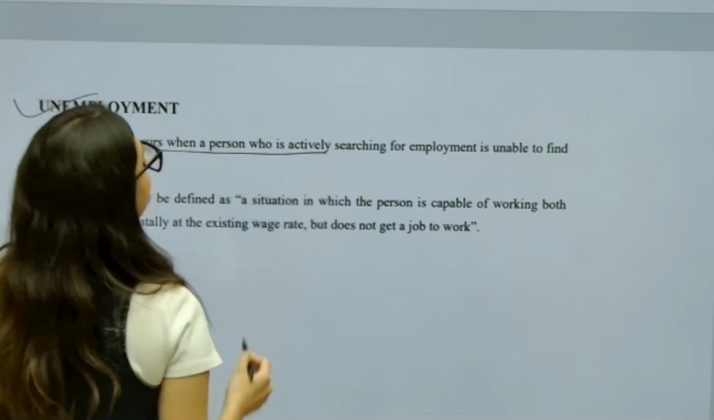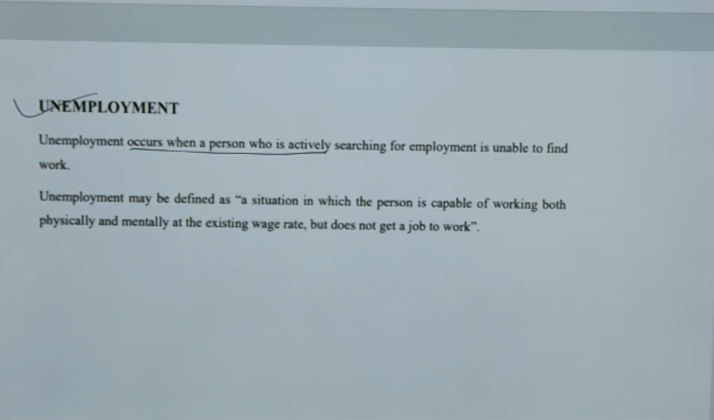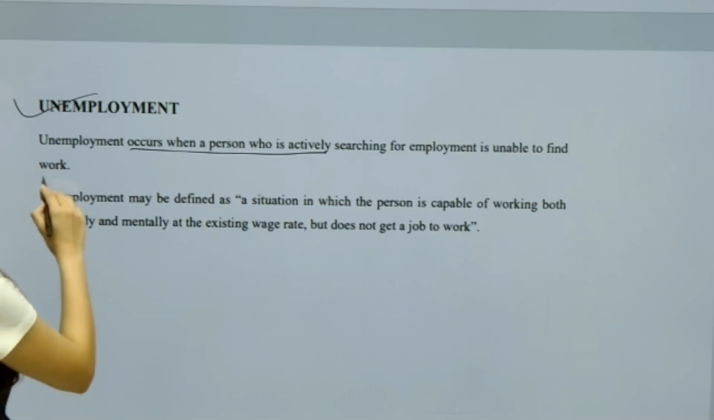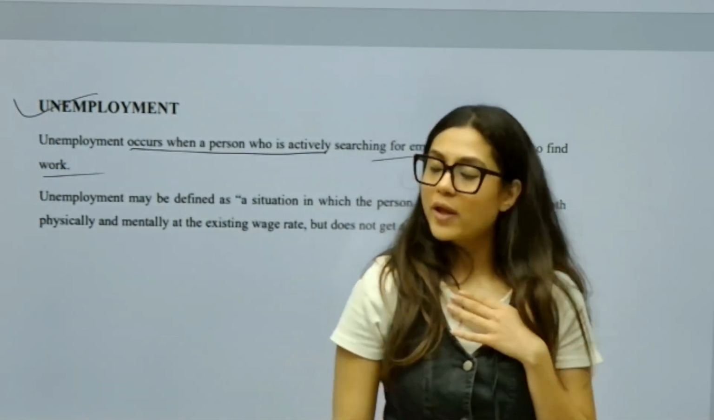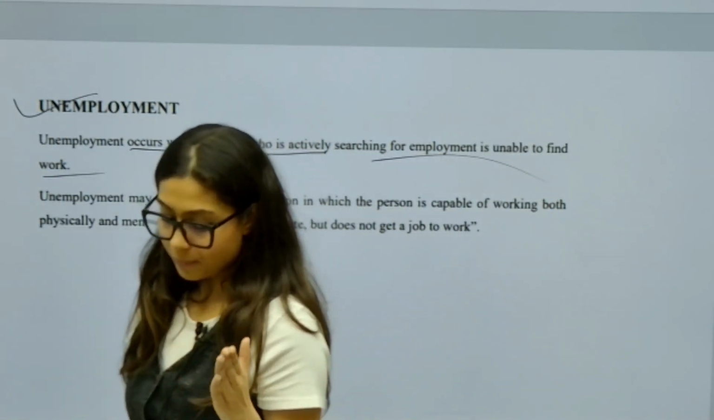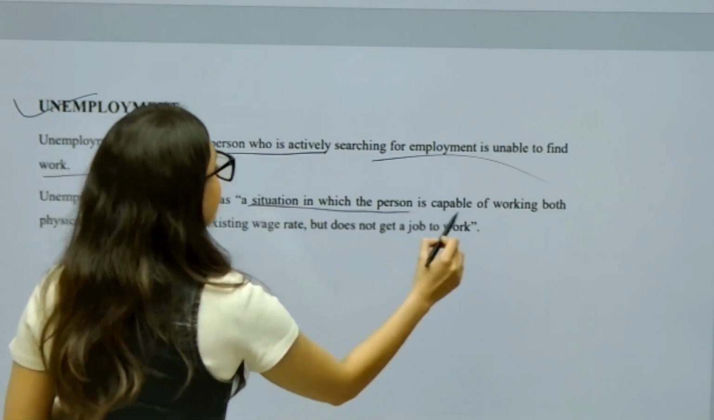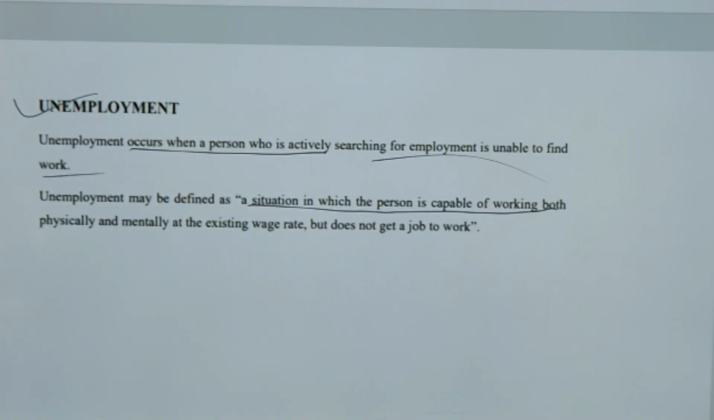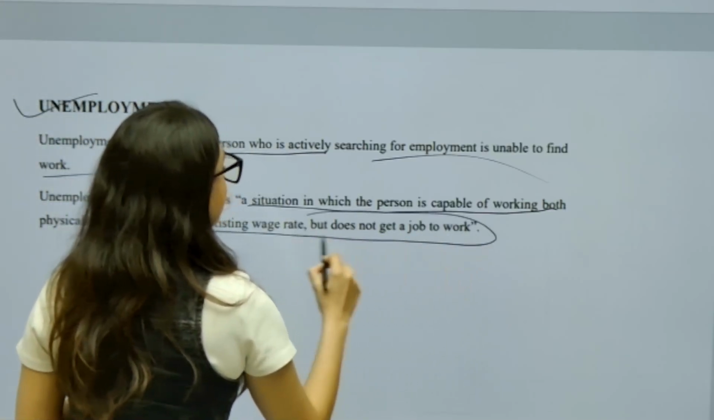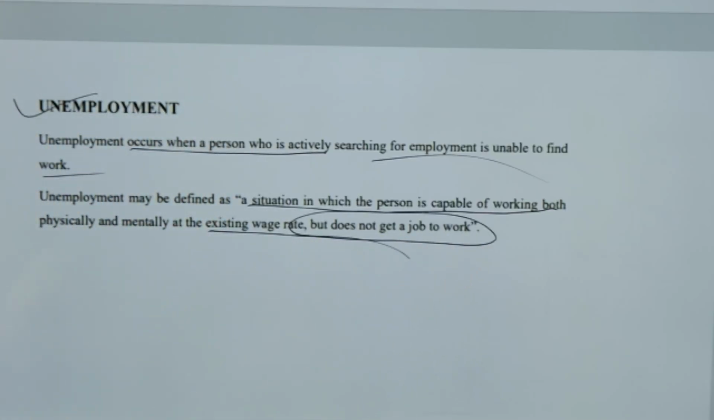Then the second economic indicator is unemployment. Unemployment occurs when a person who is actively searching for employment is unable to find work. I am educated, I am capable enough to work, but I am unable to find a job. It is defined as a situation in which a person is capable of working both physically and mentally at the existing wage rate but does not get a job to work. That condition is known as unemployment.